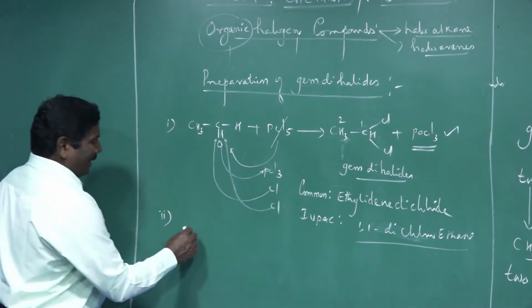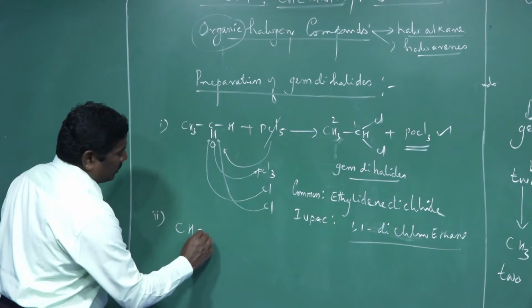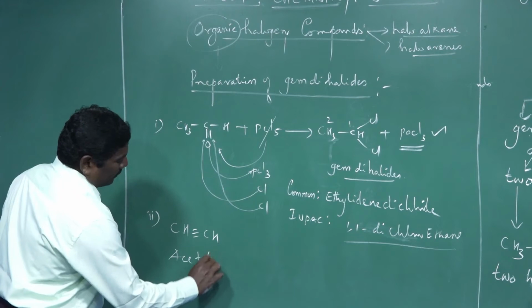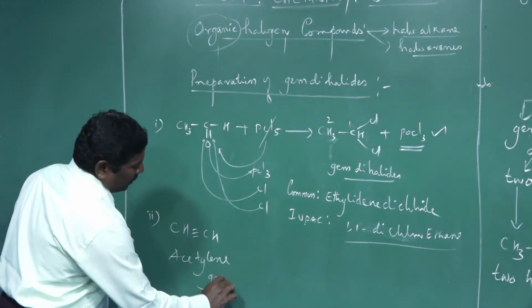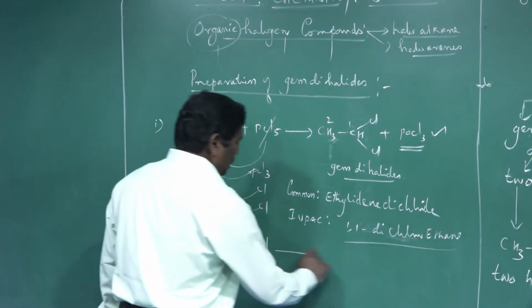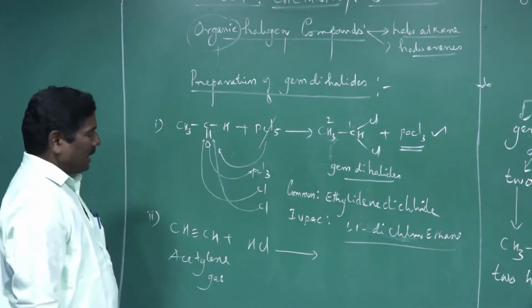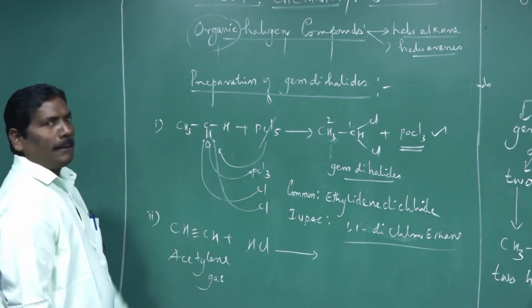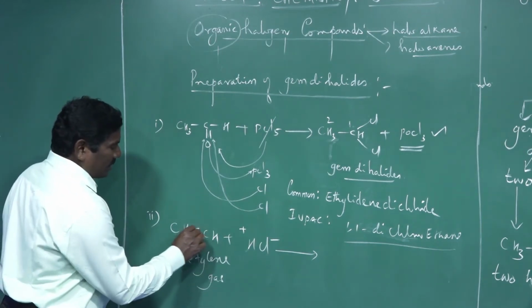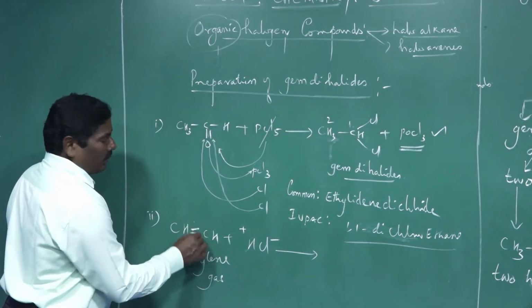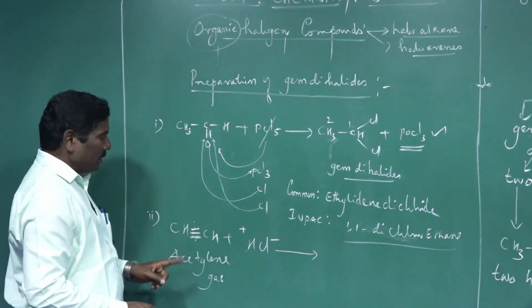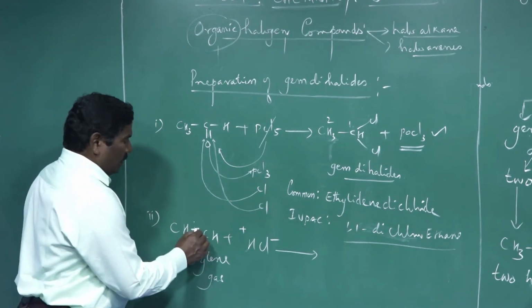That is acetylene, CH triple bond CH. This is acetylene gas. Acetylene gas is passed into hydrochloric acid. Hydrochloric acid acts with one part positive and another part negative. The triple bond undergoes resonance. Wherever double bond or triple bond is present, it will undergo resonance.